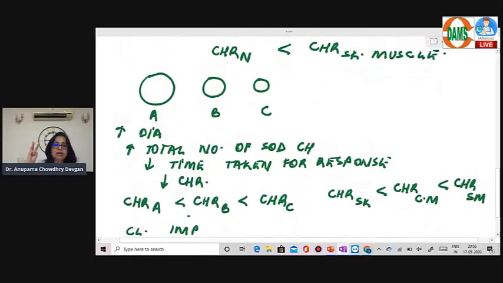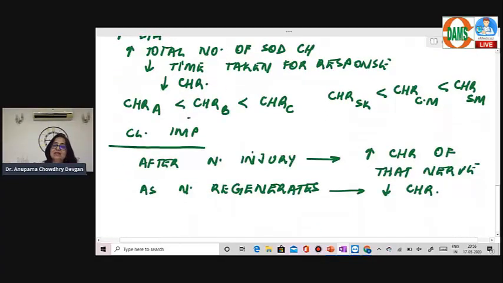Out of the nerve, there are three types of fibers, type A, type B, type C. Type A has got the largest diameter, maximum surface area, and total number of sodium channels, so lesser will be the time taken for response. So chronaxy of A is less than chronaxy of B, which is less than chronaxy of C. Muscles, chronaxy of skeletal muscle is less than chronaxy of cardiac, which is less than chronaxy of smooth.